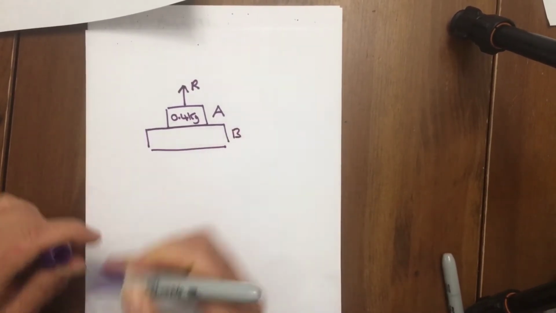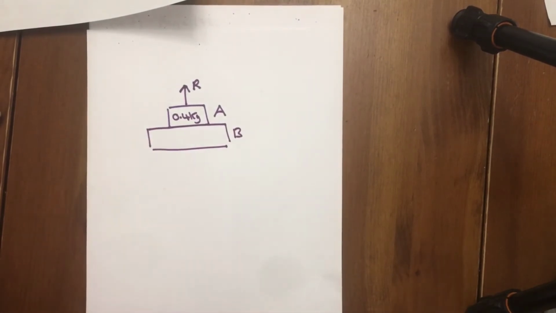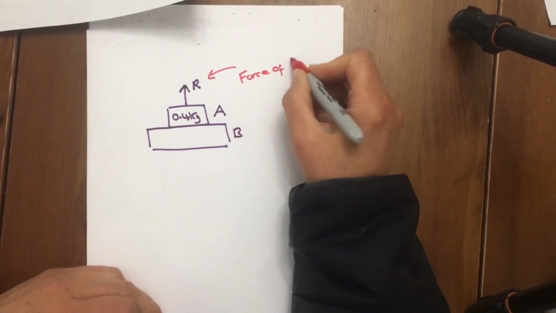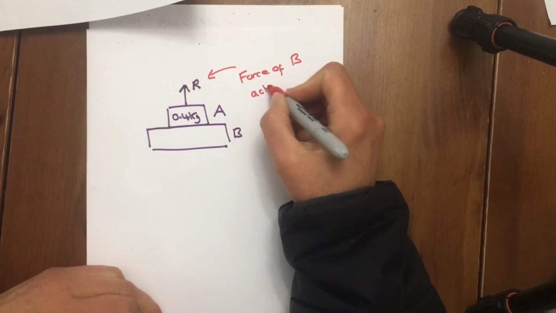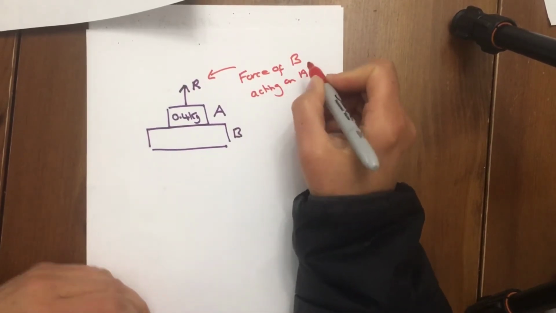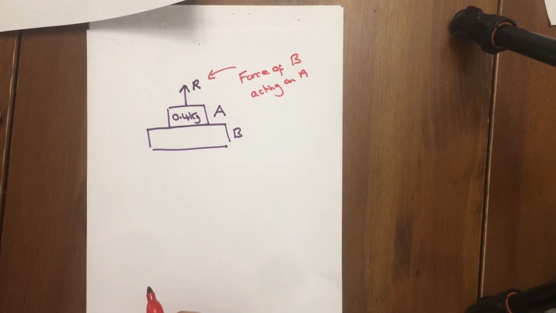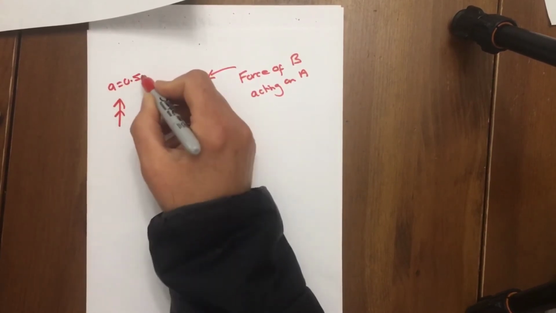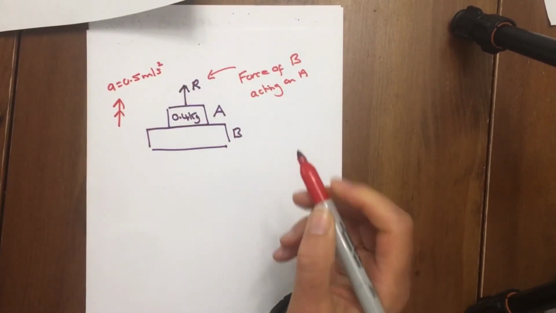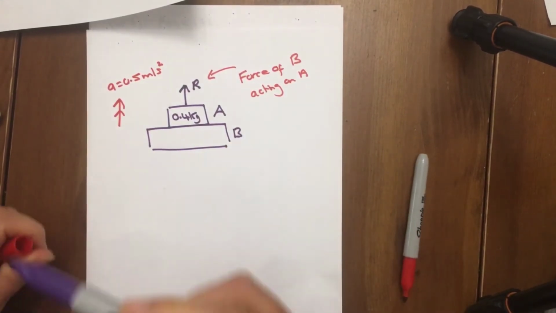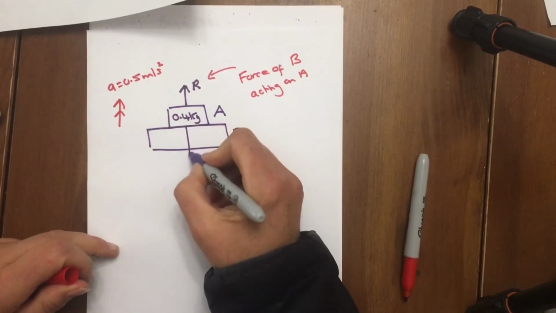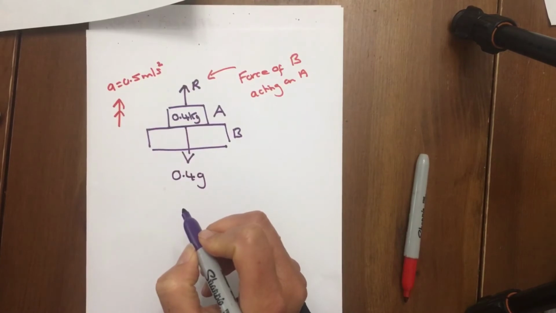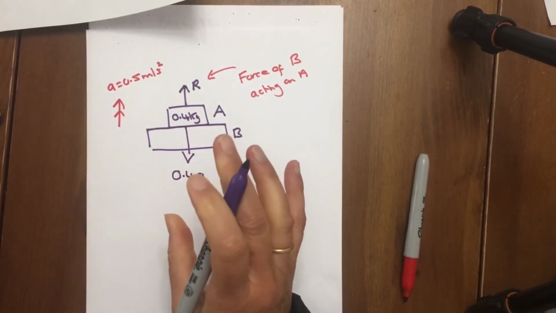Okay. So this normal reaction R is the force of B acting on A. And it's all accelerating upwards with an acceleration of 0.5. That hasn't changed. And we've also got, acting on A, the weight of A, 0.4g, going downwards. Now there's nothing else acting on A.